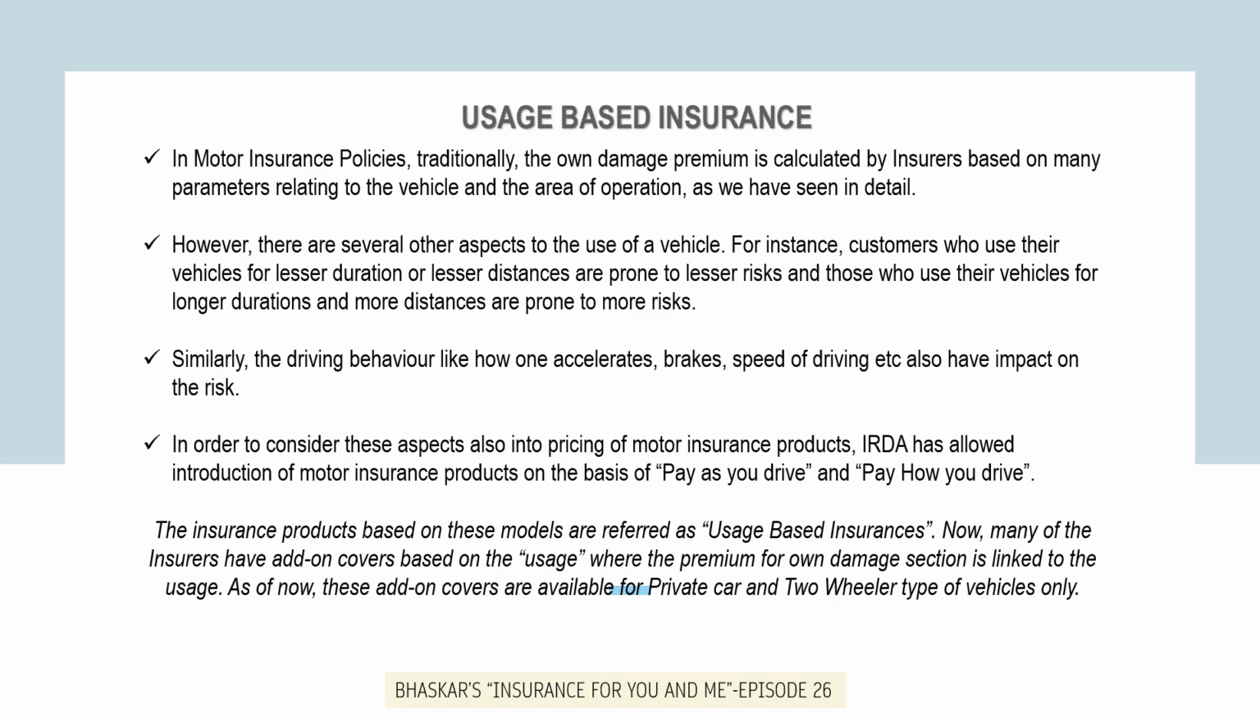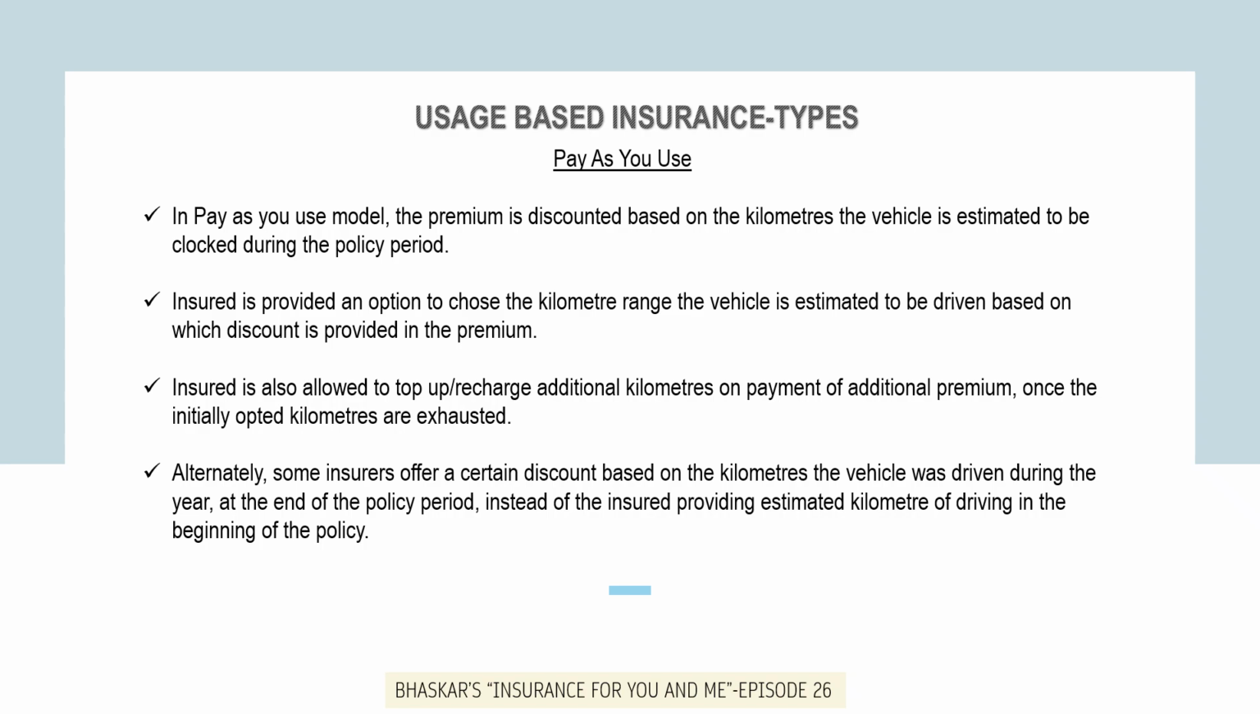So in order to consider these aspects in the pricing of motor insurance products, IRDA has allowed the introduction of motor insurance products on the basis of pay as you drive and pay how you drive. The insurance products based on these models are referred to as usage-based insurance. Now many insurers have add-on covers based on usage, where the premium for the own damage section is linked to the usage. As of now, these add-on covers are available for private car and two-wheeler types of vehicles only. Now we will see the different models available under usage-based insurance.